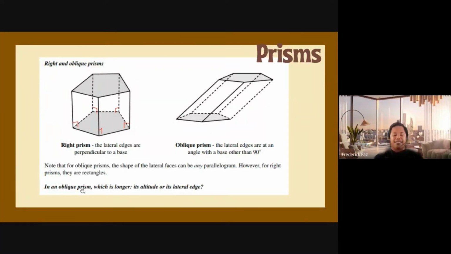In an oblique prism, which is longer, its altitude or its lateral edge? This is our lateral edge, and the altitude is the perpendicular height. So in this case, the lateral edge is longer, since if we're going to draw the altitude, it must always be perpendicular to the base.